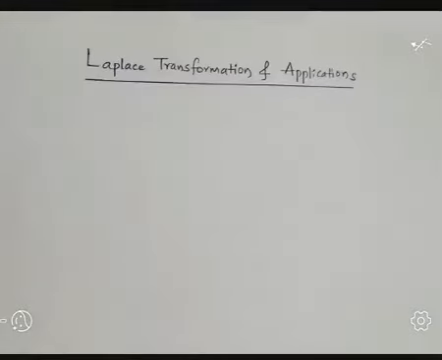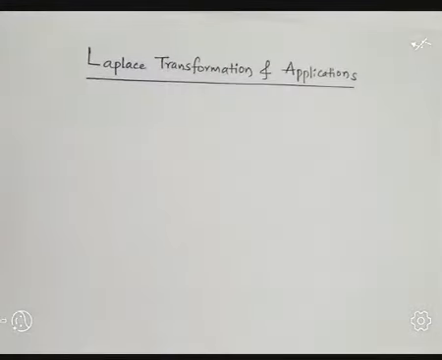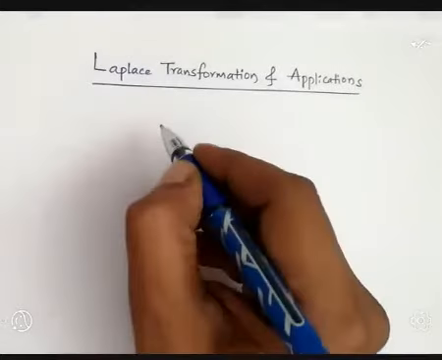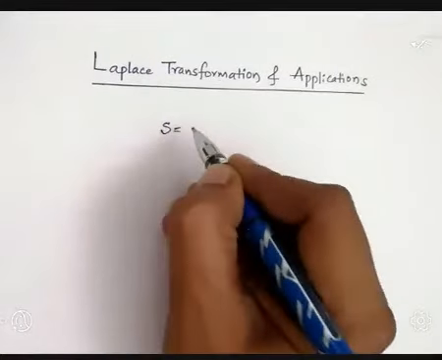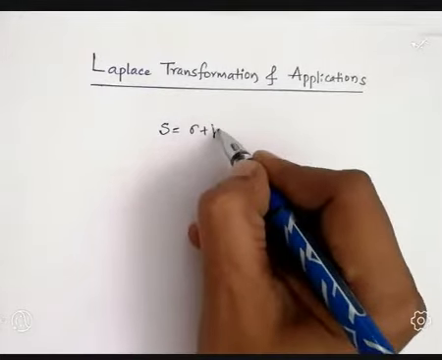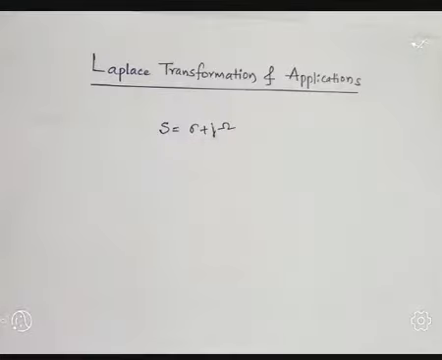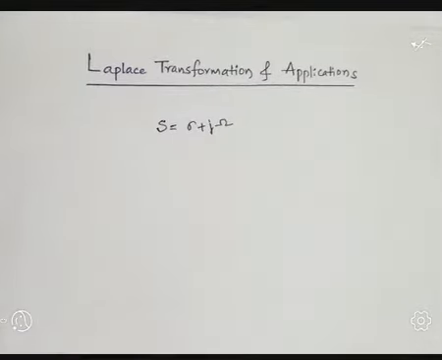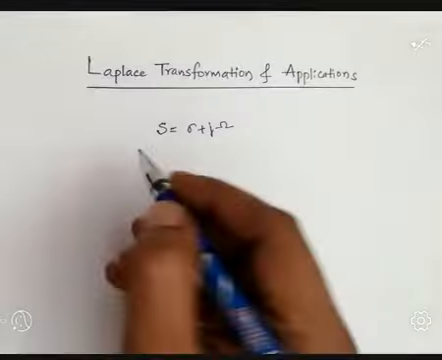This method transforms the time domain equations into the frequency domain using a complex frequency variable that is denoted as s equal to sigma plus j omega. Now it is a complex variable. Now we will see the definition of Laplace transform.